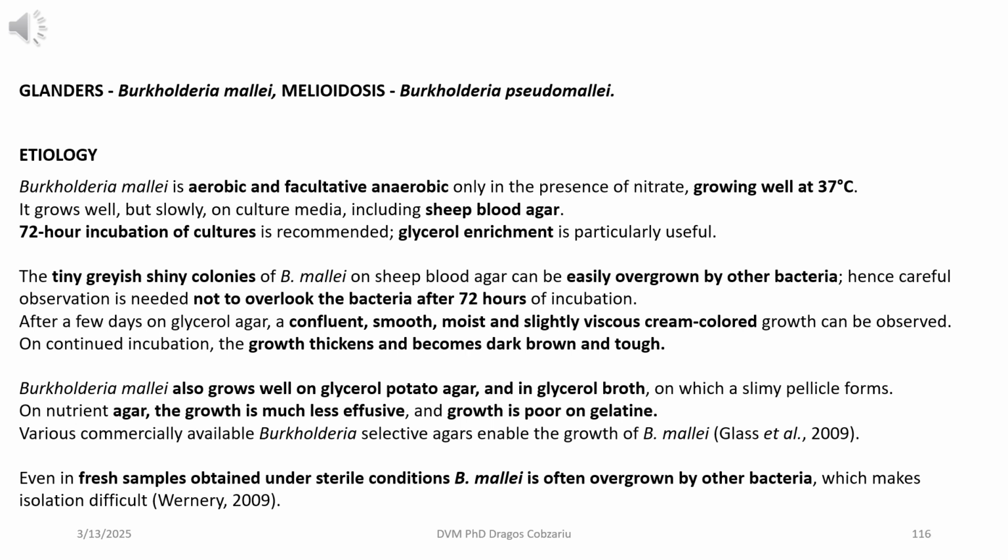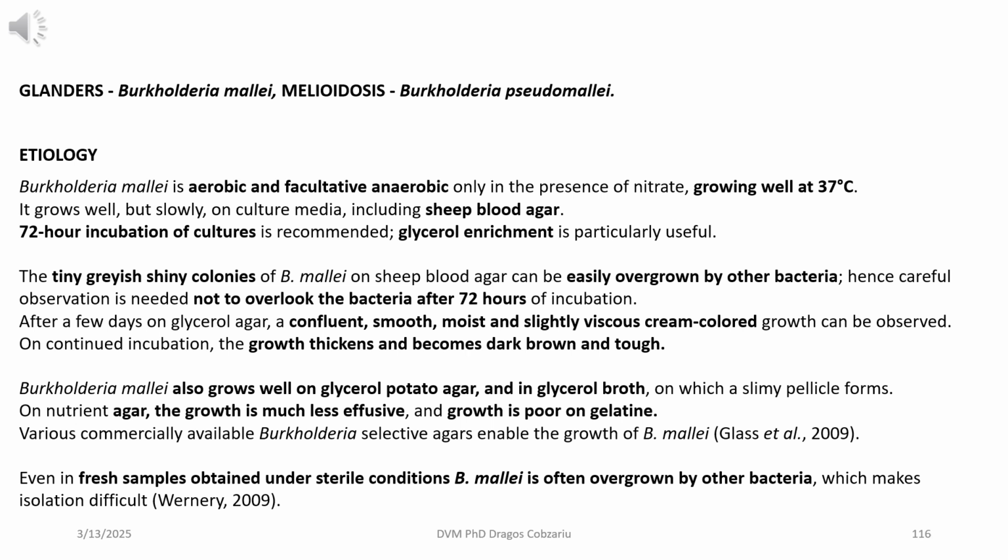The bacteria are generally located extracellularly and frequently stain irregularly. The tiny grayish shiny colonies of B. mallei on sheep blood agar have a readily visible capsule under the light microscope and do not form spores. Careful observation is needed not to overlook the presence of a capsule-like cover, which has been verified by electron microscopy.